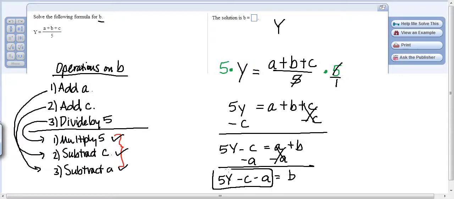And now you can also write 5Y minus A minus C. That's fine too. MyMathLab doesn't care whether the A or the C comes first as long as they are both subtracted. And again, just remember the Y is case sensitive, and the C and the A also have to be lowercase a and lowercase c, or MyMathLab will mark it wrong. So let me know if that doesn't clear it up, and I can help some more.